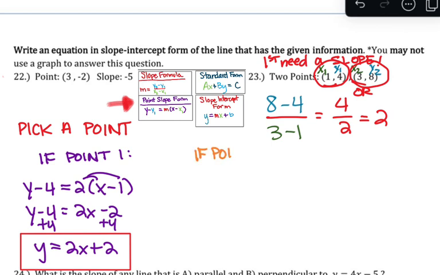Now, what if you decide to solve for point 2? You should get the same equation. Great way to check something if you're worried. But let's go ahead and try this one.